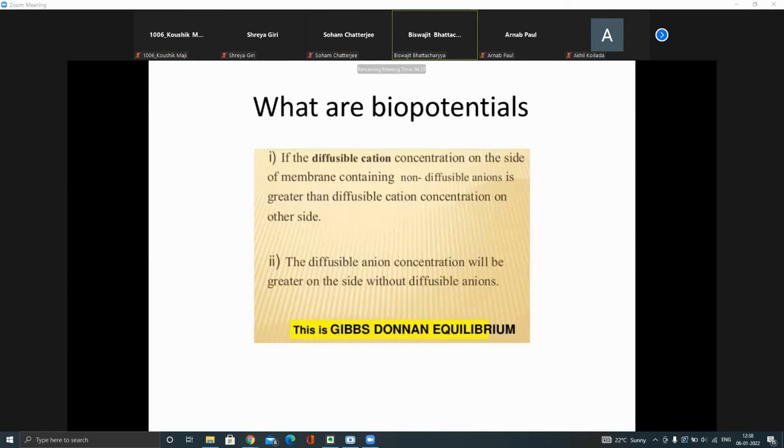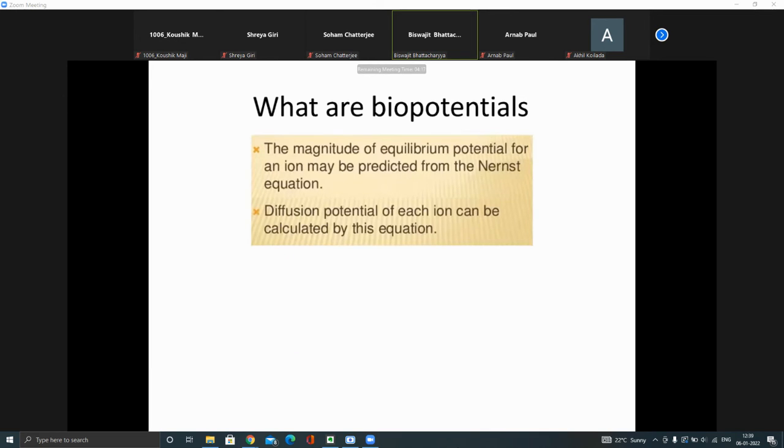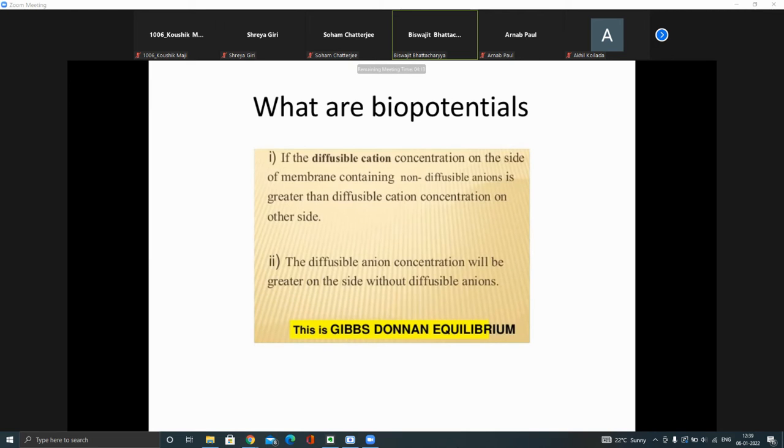So the diffusible ion concentration will be greater on one side, in the presence of non-diffusible anions. That is the thing that is mathematically written here. This is called the Gibbs-Donnan equilibrium condition. Now once such different amounts of ions are distributed in the different parts, solution A and B, some voltages will be manifested around the boundary of the two solutions. Now the question is, what will be the amount of voltage?